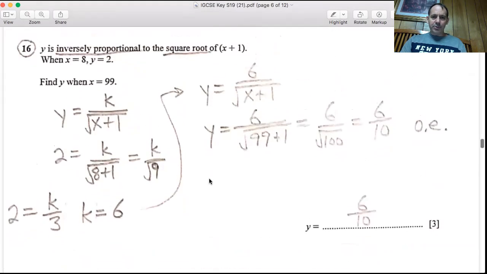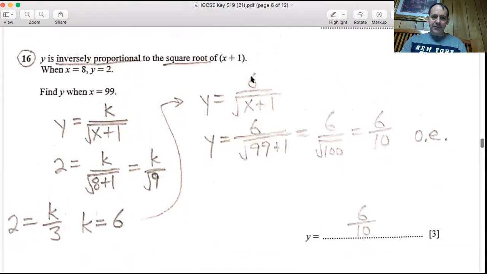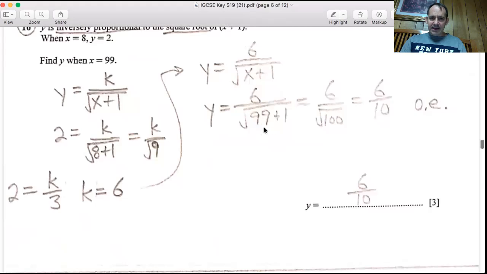Now that we know our proportionality constant, we can plug that in for k, go back to our original formula here, plugging in the k. Now we can go to the second set. x is 99. We need to find the y. So we plug in the 99 for the x. 99 plus 1 is 100. Square root of 100 is 10. And 6 divided by 10 is 6/10, or equivalent, meaning you could put 3/5, you could put 0.6, as long as it's mathematically the same thing.